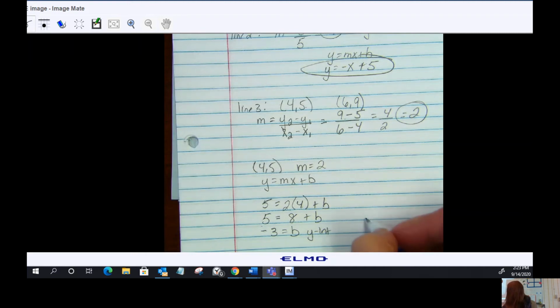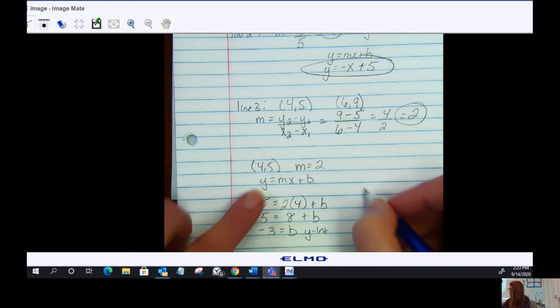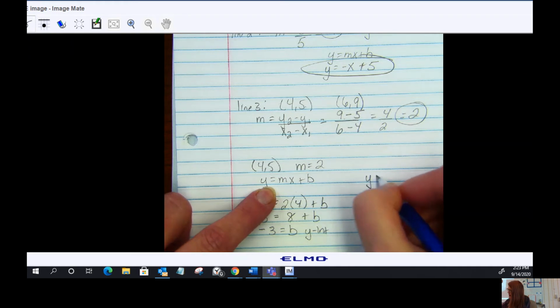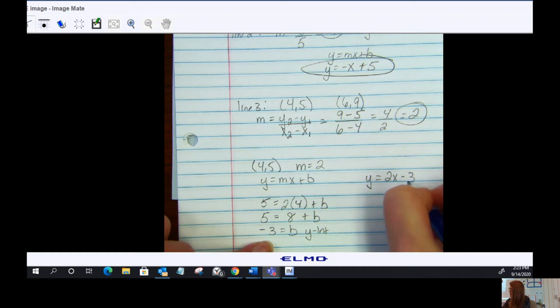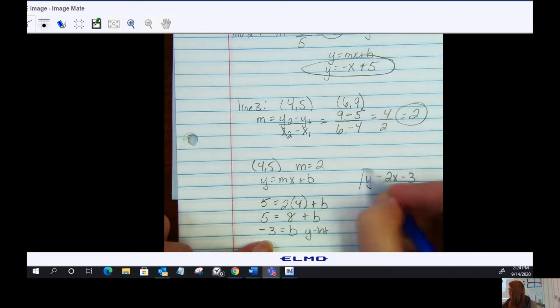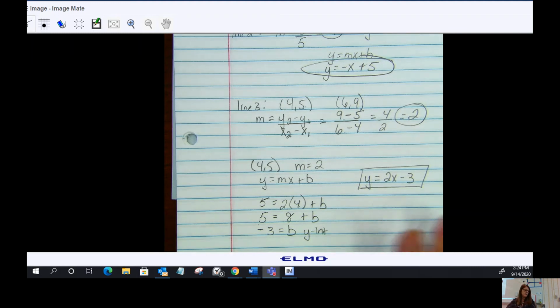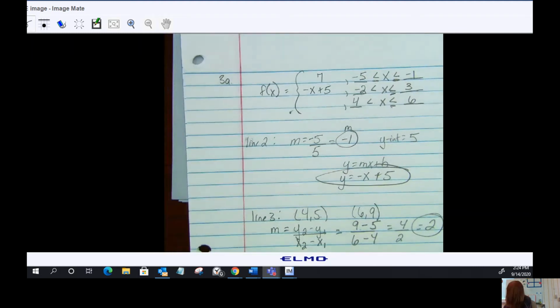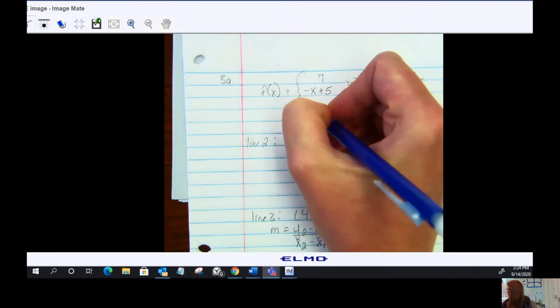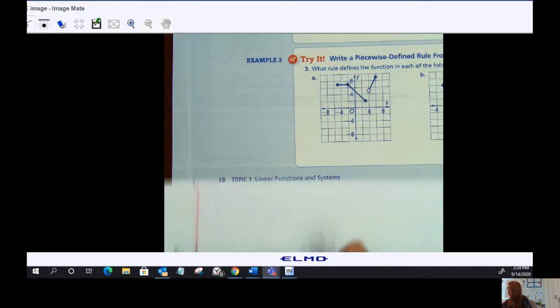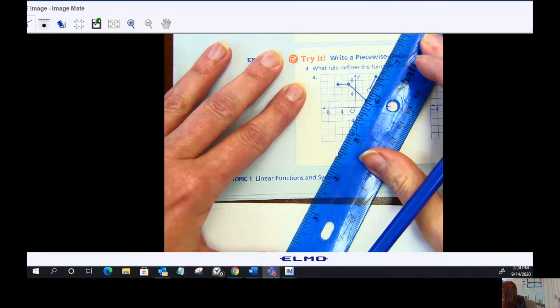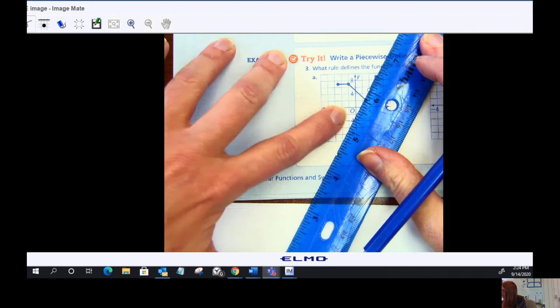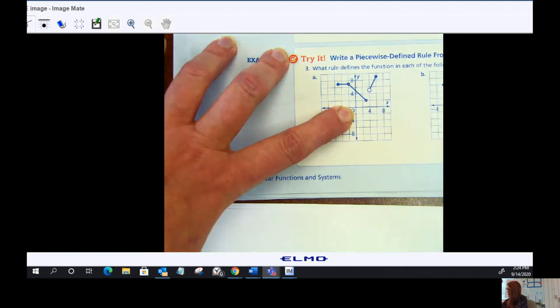So if we write this as an equation, again, y equals mx plus b, we have y equals, my m is 2, my b is a negative 3. So this is the equation of my third line, 2x minus 3. And again, you can even look at this graph and kind of verify that negative 3 for the y-intercept. If you just take a ruler and line it up, ta-da, we are going through negative 3.